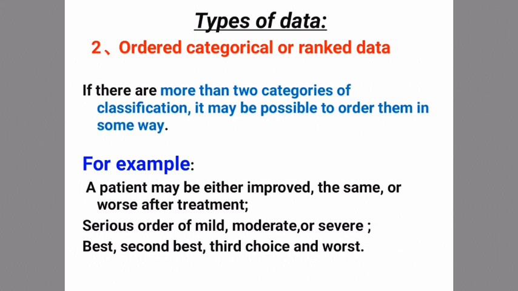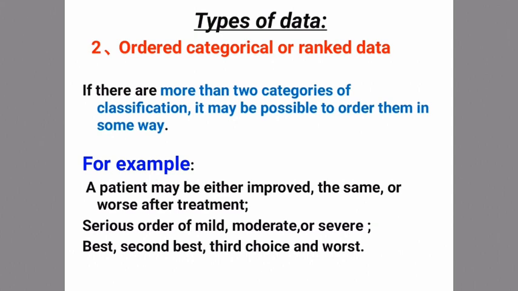if we want to evaluate the effectiveness of a treatment, a patient may be either improved, the same, or worse after treatment. The effectiveness of a treatment is marked by three categories, and those three categories are ranked from best to worst. So it is ordinal data, or ranked data.